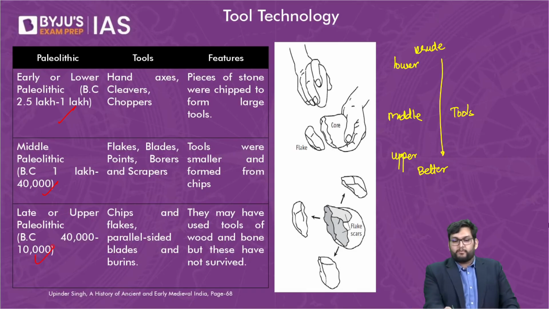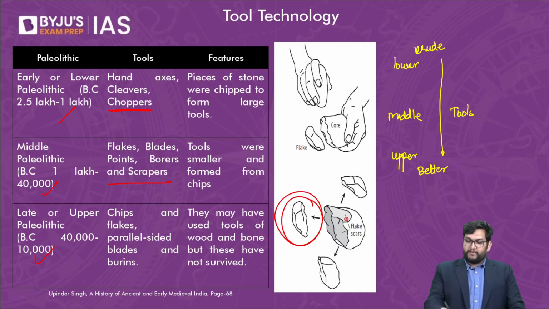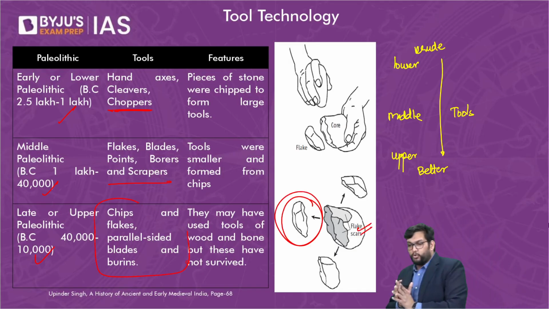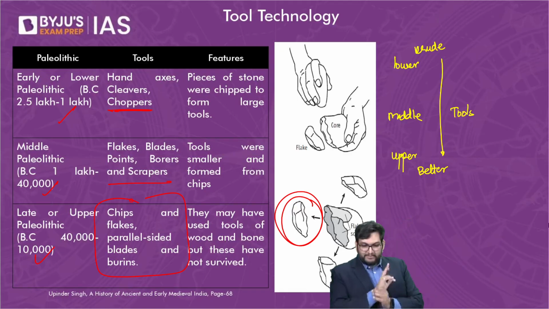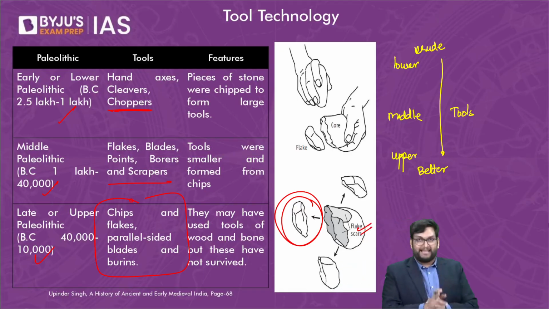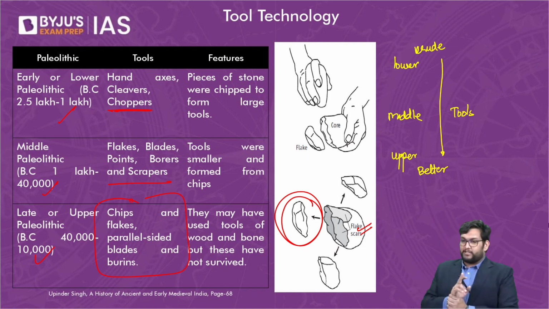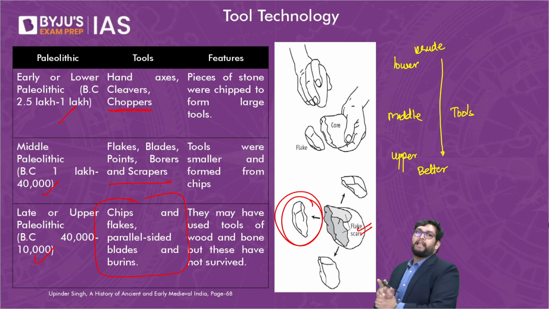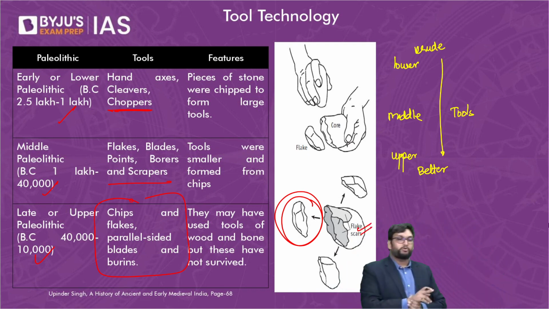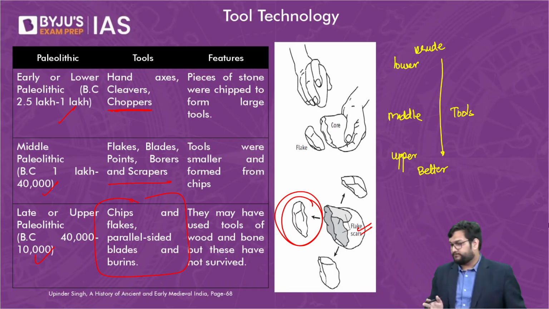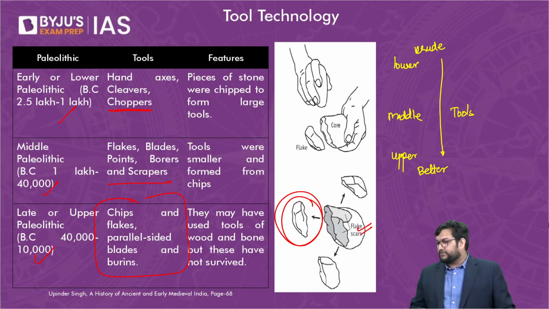Wherein you have chopping, hand axes, flakes, and they use this rather than this. And by the end of it, we have parallel blades and that. You don't have to remember the name of tools. I will tell you what to remember. I will write it down. Don't worry. I will literally make notes for you, but just understand what I'm trying to say. So the simple point is, you need to understand why we are trying to understand tools and how tools are reflective of human evolution. If you understand that, then you understand everything.